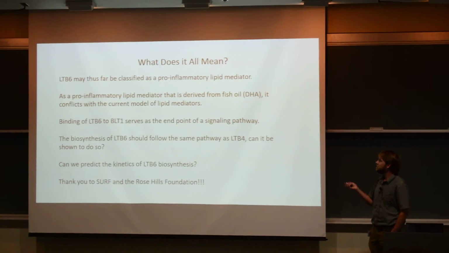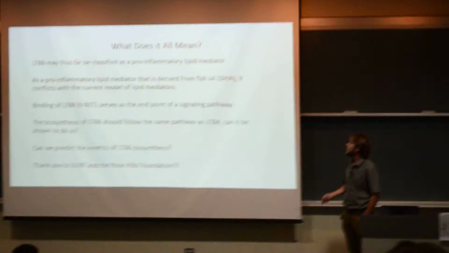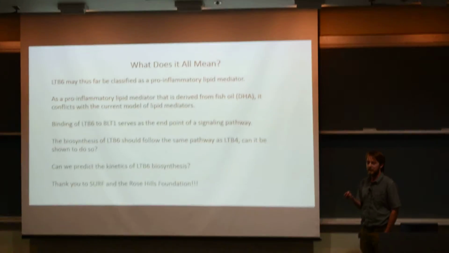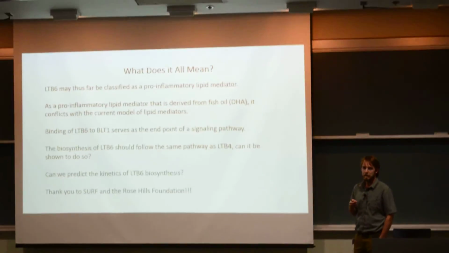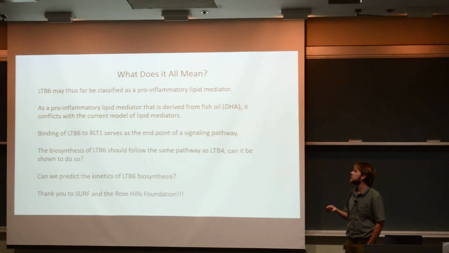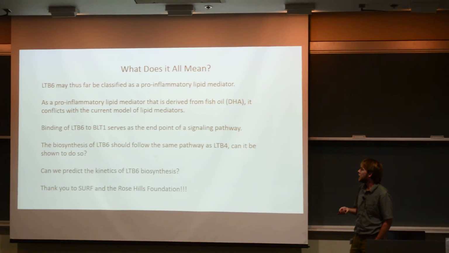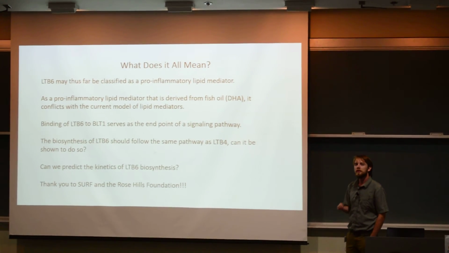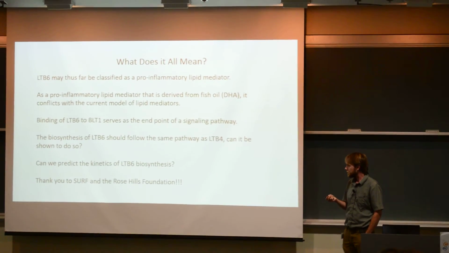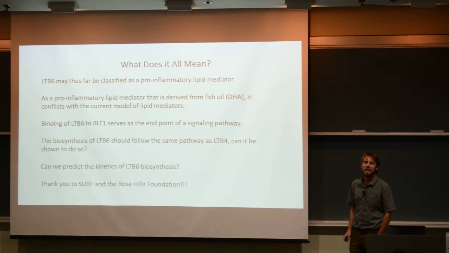So what does this all mean? Leukotriene B6 is classified as a pro-inflammatory lipid mediator. As a pro-inflammatory lipid mediator derived from fish oil, it conflicts with the current model of lipid mediators in which DHA or fish oil is only involved in resolution and anti-inflammatory immune modulatory signaling pathways. And BLT1 appears to serve as the endpoint signaling pathway for LTB6. Future directions include biosynthesis of LTB6, as it should follow the same pathway as LTB4, and determining the kinetics of LTB6 biosynthesis. So yeah, thank you to SERP and the Rose Hill Foundation and the rest of my lab, and for listening to me talk.